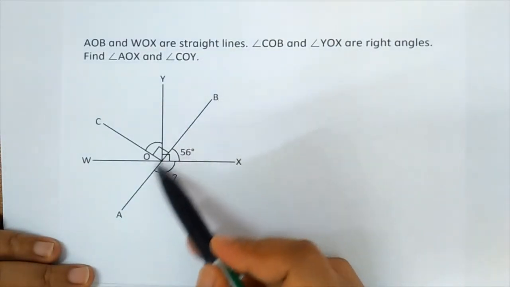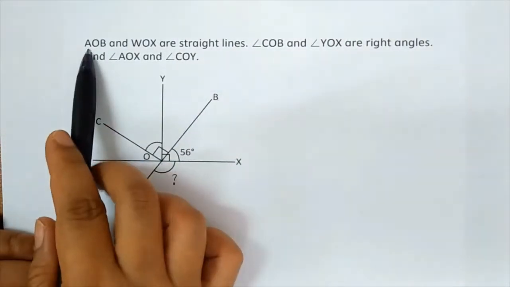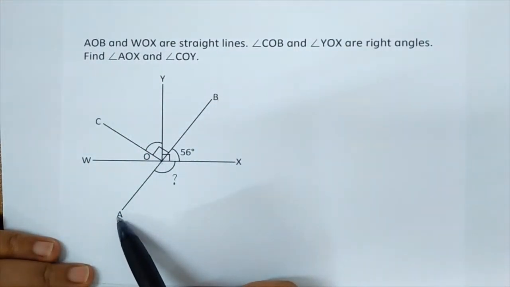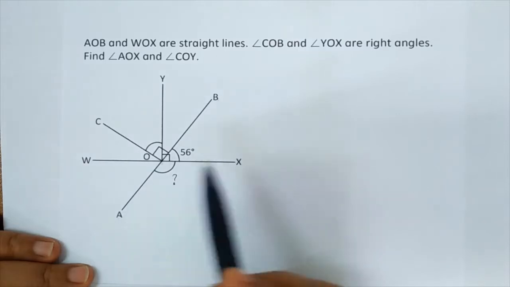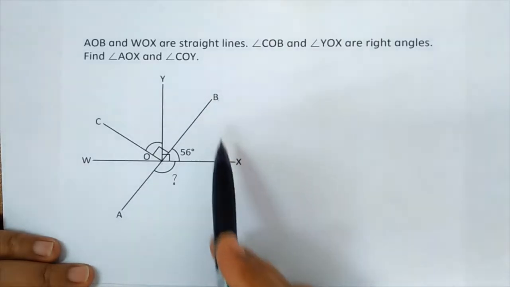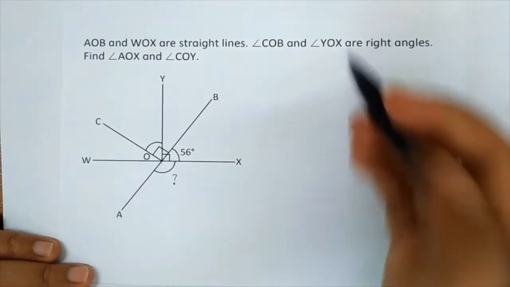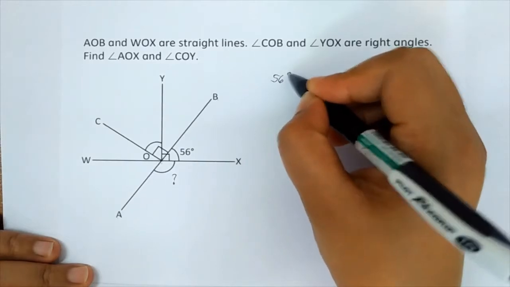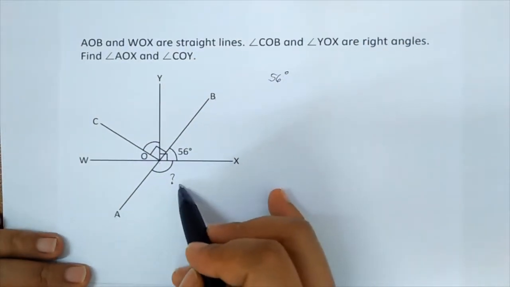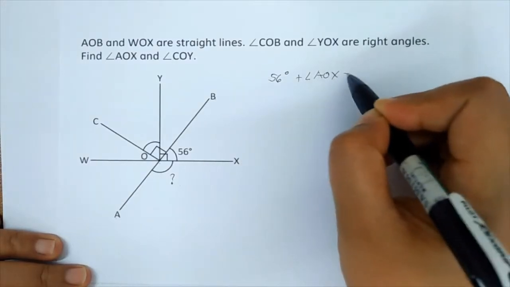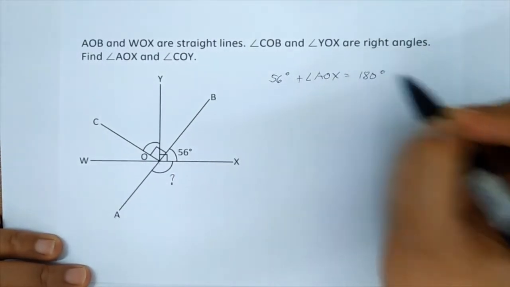AOB is a straight line, as stated here on the problem also. And the angles on the straight line, it is equal to 180 degrees. So here, these two angles on the straight line, the sum is 180 degrees. So it means 56 degrees plus this angle AOX is equal to 180 degrees.